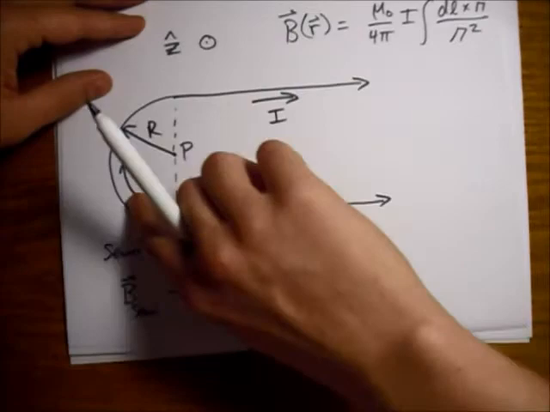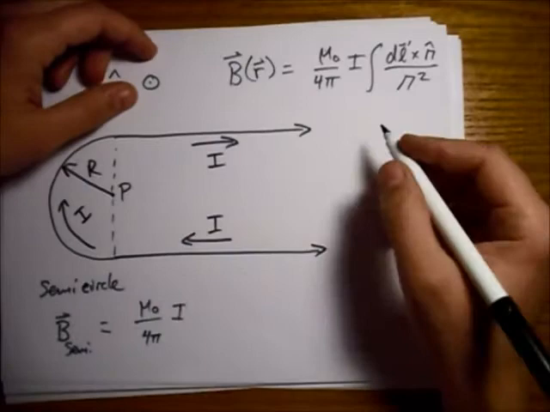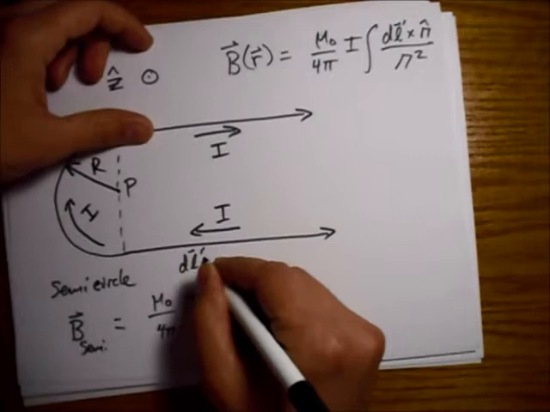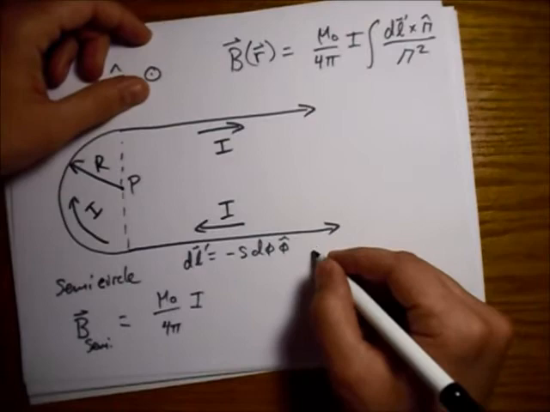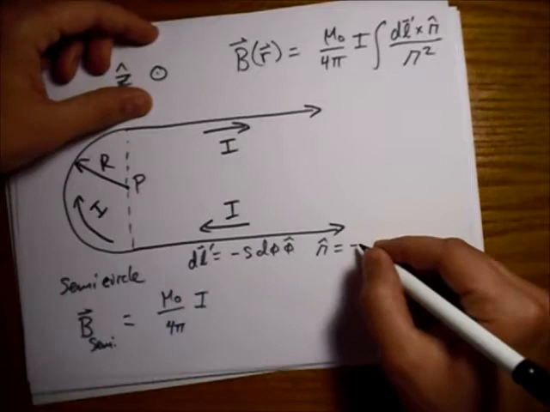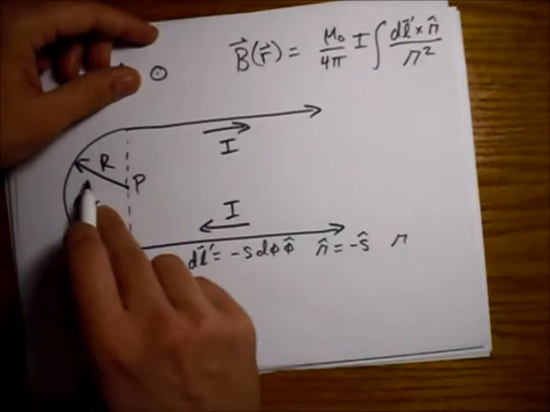All right, maybe it would have been better if we drew all the arrows the opposite way. I don't know. So a minus S d phi phi hat, minus sign because we're going the other way around. Our hat again is pointed straight towards the origin, which is a minus S hat. And then our cursive R is just big R, right? This cursive R is equal to big R.